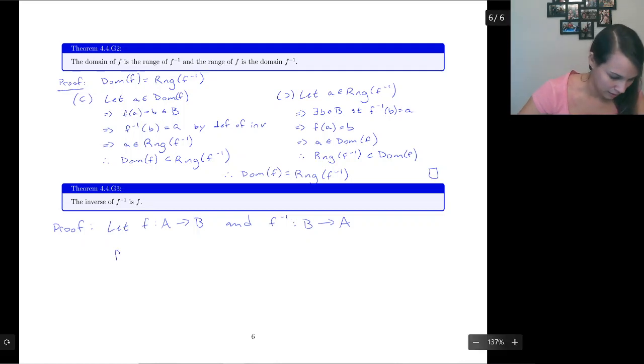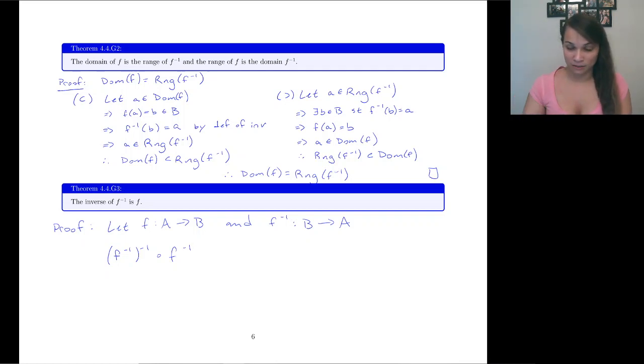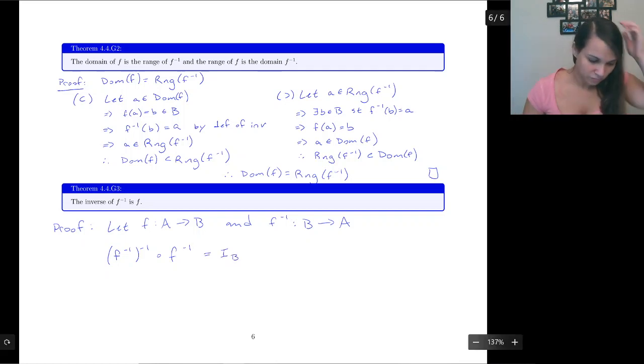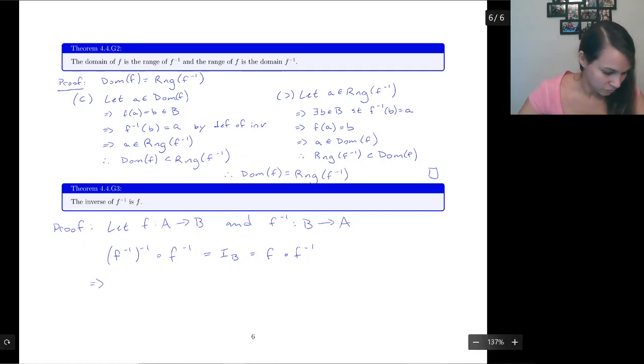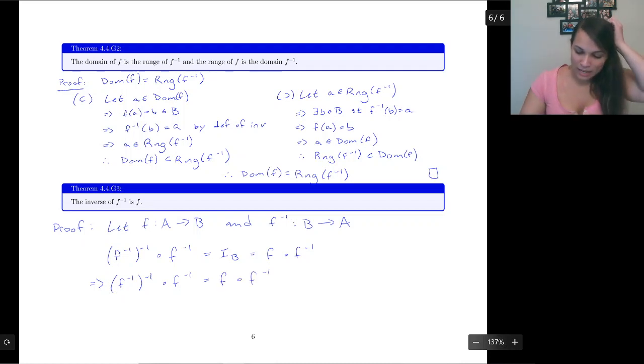So what I'm going to do is say that this composition, f inverse composed with its inverse, is going to be the identity. But you know what else is equal to the identity? f composed with f inverse. So now I'm going to get a little bit creative. We have f inverse inverse composed with f inverse is equal to f composed with f inverse. What we can't do is just go, oh, they cancel. That's not allowed, guys. So how do we undo this?